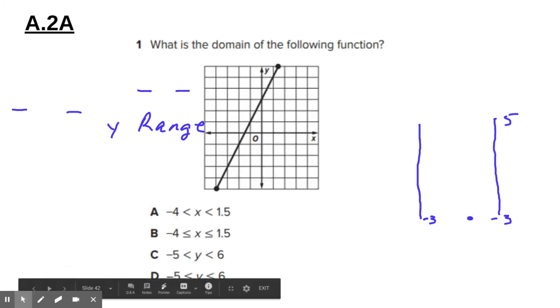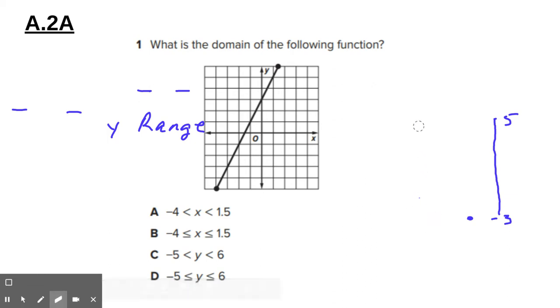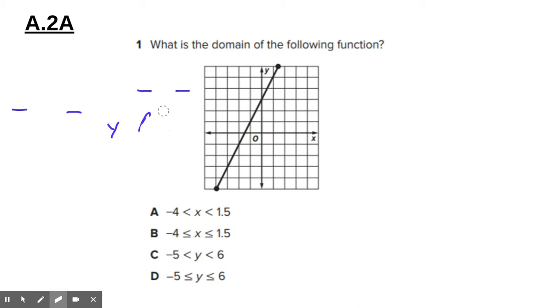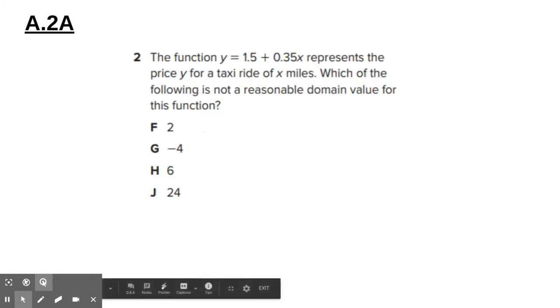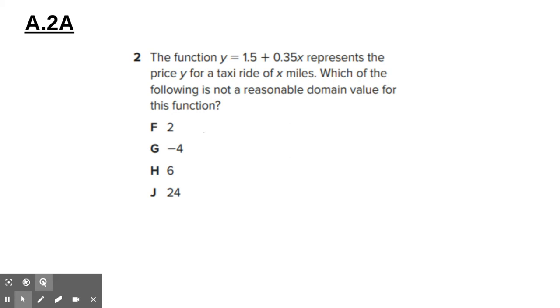Let's look at the next one. Let's clean this up. Let's try this problem. Hold on just a second. Let me see if I can move this out of the way.